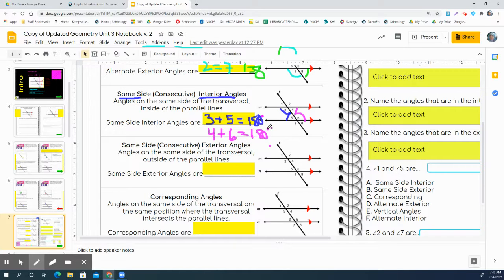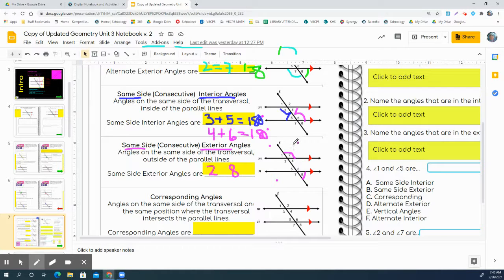Okay. Same side exterior is going to do the same thing, except instead of being inside the parallel lines, we're outside the parallel lines. So instead of 4 and 6, we'll use what? 2 and 8, absolutely. 2 and 8. Are those going to be equal to each other, or are they going to equal 180? What do we think?